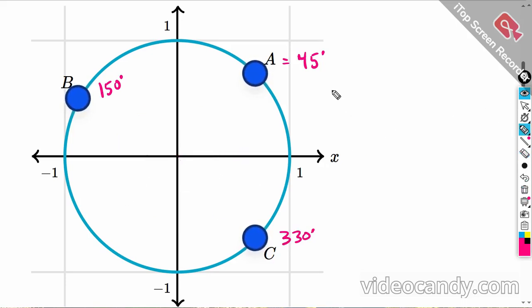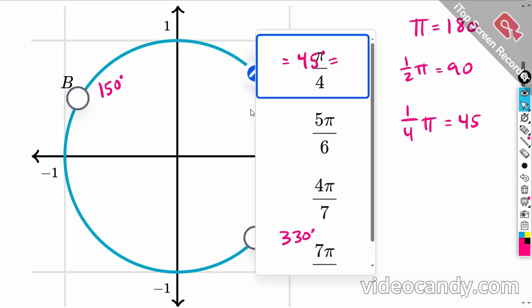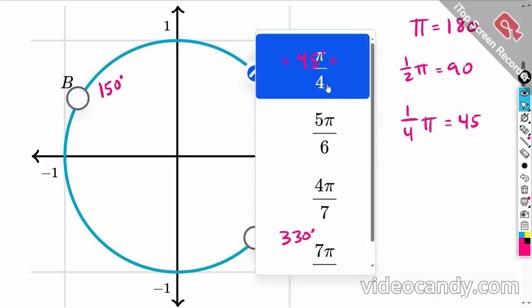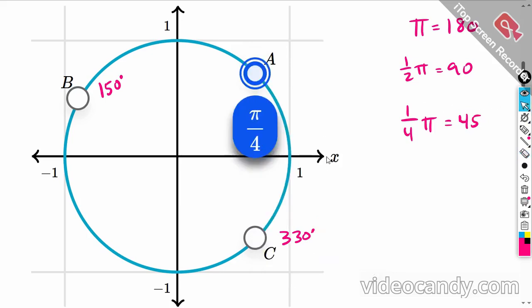So for 45, if you converted this to radians, remember we said pi is 180. Half of pi is 90, and half of a half is 1/4, and that'd be 45. So I'm guessing this is 1/4 pi, or pi over 4. Let's see. Yes, they have one right here, if I can erase this. For 45 degrees, they have pi over 4.